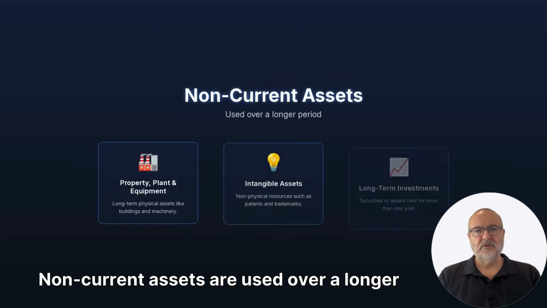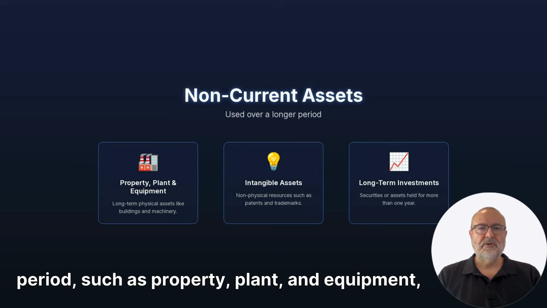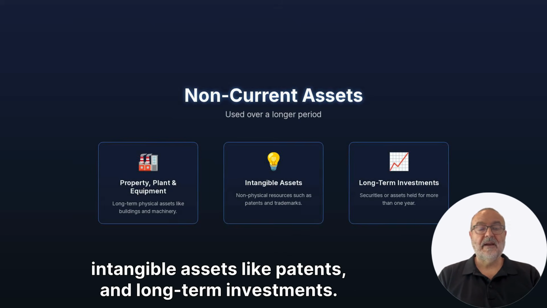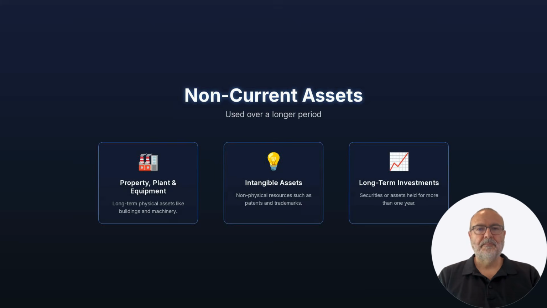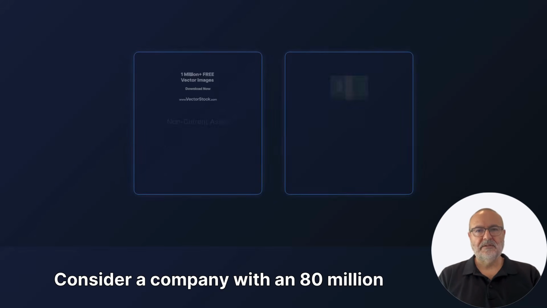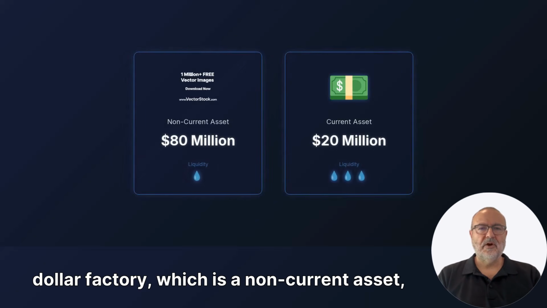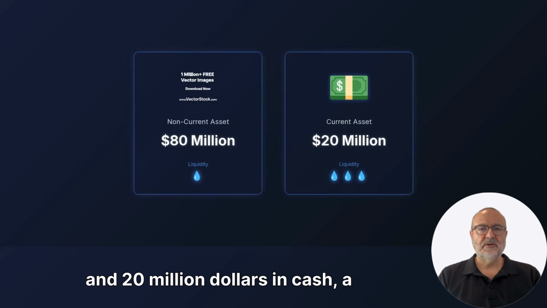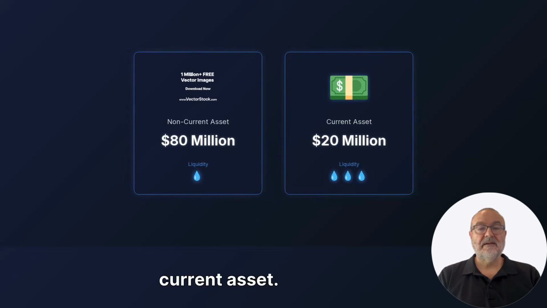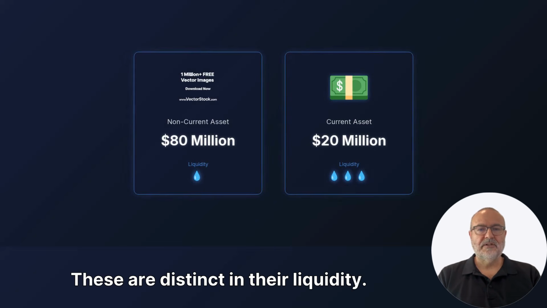Non-current assets are used over a longer period, such as property, plant, and equipment, intangible assets like patents, and long-term investments. Consider a company with an $80 million factory, which is a non-current asset, and $20 million in cash, a current asset. These are distinct in their liquidity.